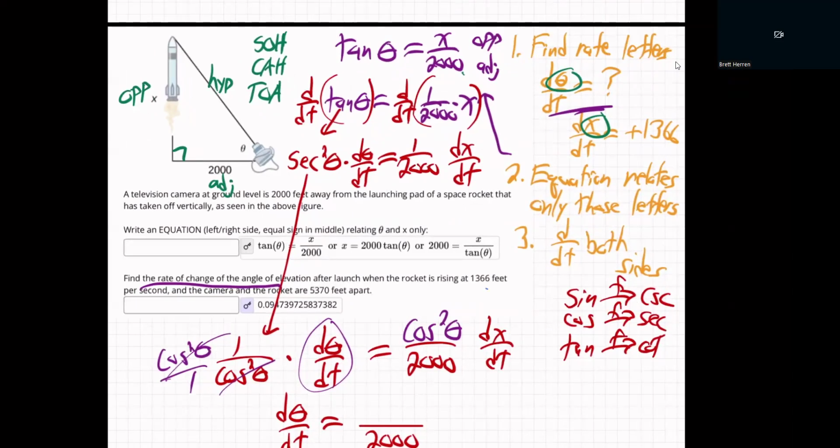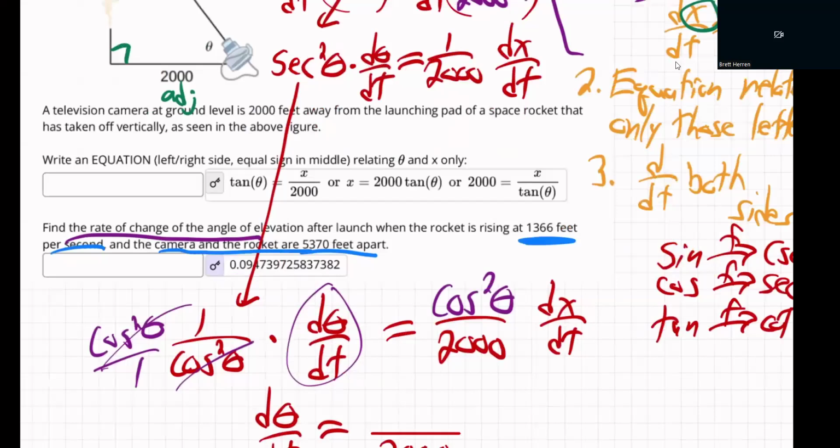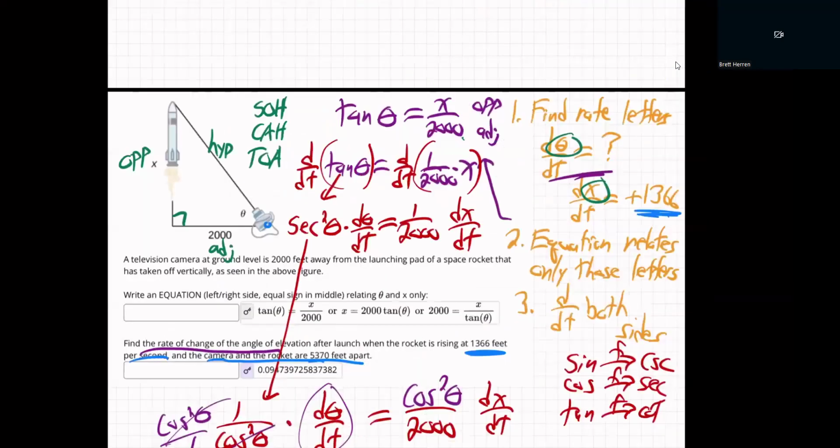The rocket is rising at 1366 feet per second. That's how fast it's rising. And the camera and the rocket are 5370 feet apart. So from the camera to the rocket, they're telling me this is 5370. Do you see that? From there to there. From the camera to the rocket, 5370.